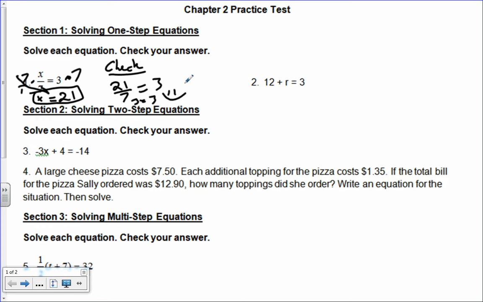Now number 2 says 12 plus r equals 3. Now you're adding the two together, and the main thing here is that the 12 is a positive. So to get rid of that positive 12 from the side of the r, since it's added to it, we will subtract 12 from both sides. So again, this is the breaker for what the two sides are. Subtract 12, you get the r by itself. 3 minus 12 is going to be negative 9.